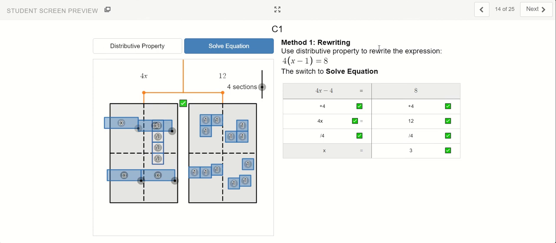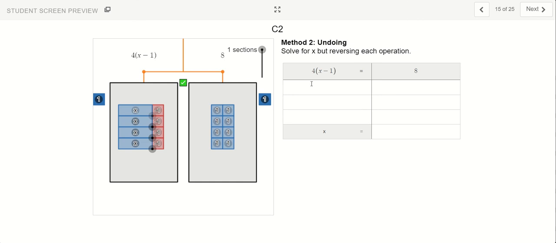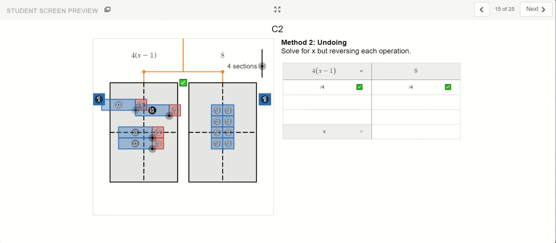Okay, so looking at the same problem, let's solve this one, this time by undoing. So instead of multiplying it out like we did for distributive property, what if we just undo this 4 by dividing by 4 on both sides? So divide by 4, divide by 4. That's the same thing as taking these tiles and dividing these into 4 sections.